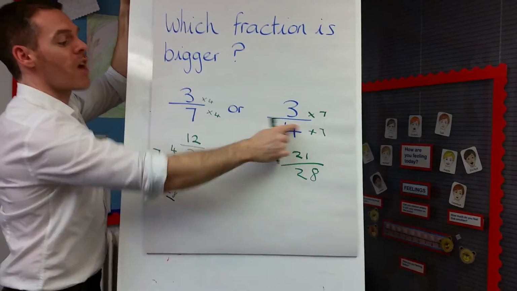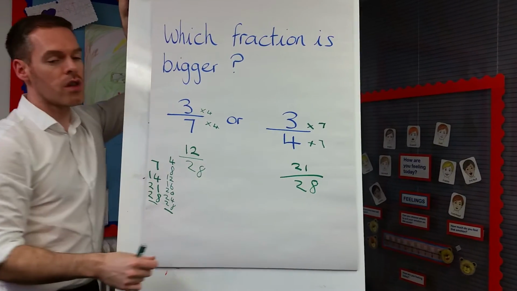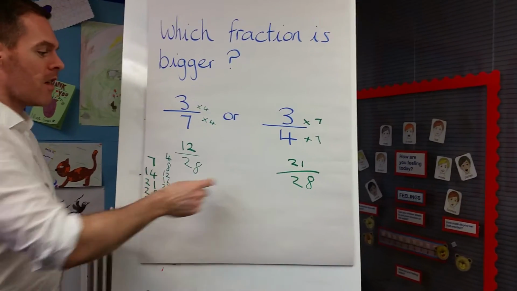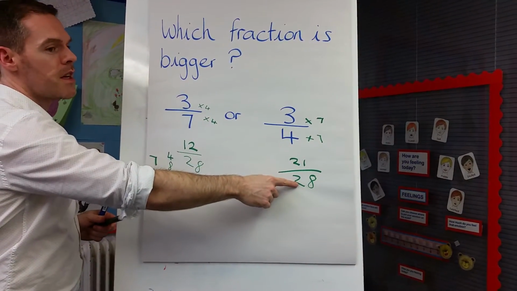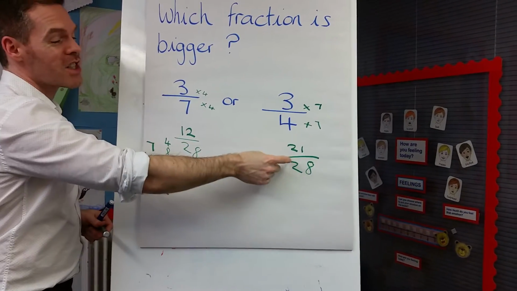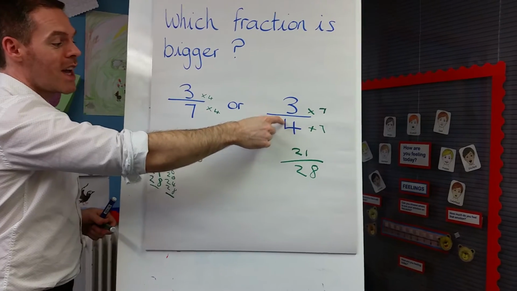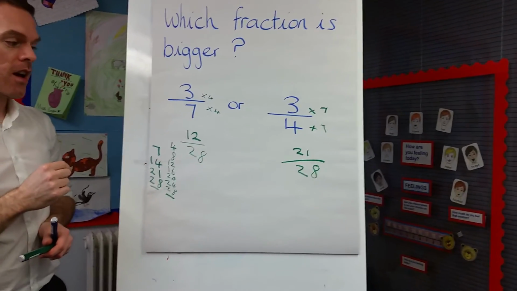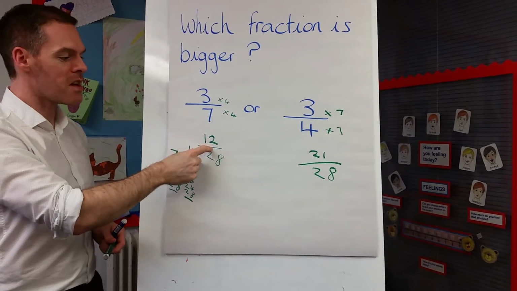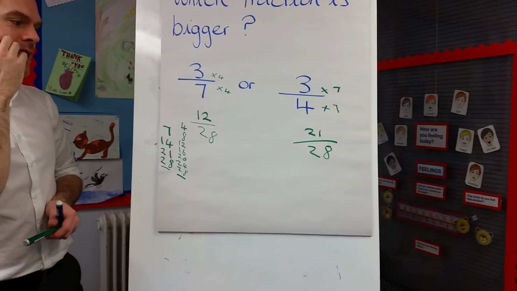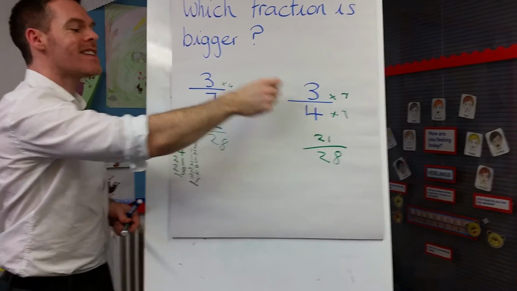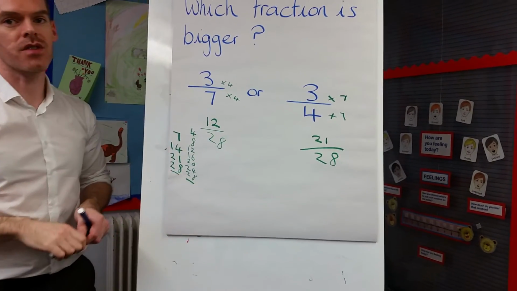I can now compare these two fractions because they've got the same total number of equal parts. They're both out of 28. And straight away I can see that this fraction has got 21 of the 28 parts, and this fraction has got 12 of the 28 parts, which means that this fraction is bigger. So 3/4 is bigger than 3/7. And like the last time, I can work out how much bigger it is. Okay, this is 12/28ths, this is 21/28ths. So this fraction has got 9/28ths more. So 3/4 is 9/28ths more than 3/7.